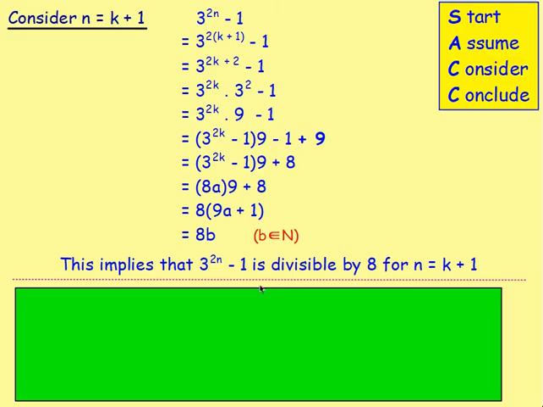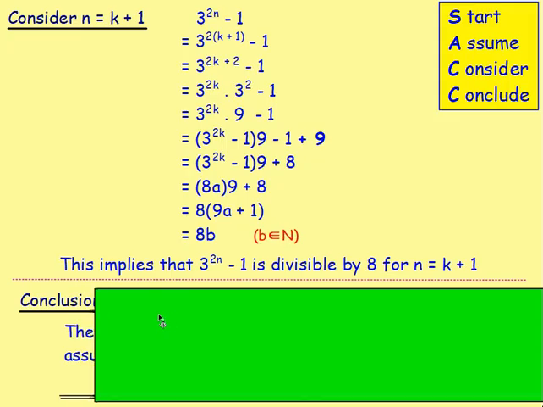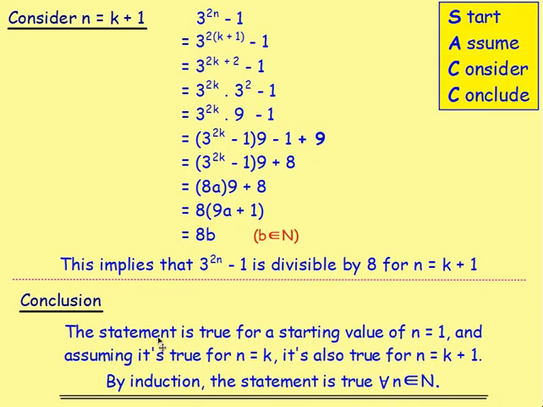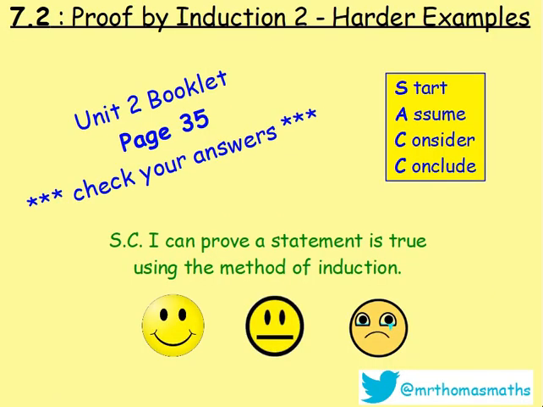So once you get down to that line, again, everything above the pink line was on the last page. All we're doing now is just finishing that off. And you finish it off by going through all of these steps: start, assume, consider. So the statement is true for a starting value of n equals 1, you prove that. And assuming it's true for n equals k, it's also true for n equals k plus 1. This is proof by induction, so say by induction, the statement is true for all n belonging to n, and that is your answer. That is it for proof by induction.